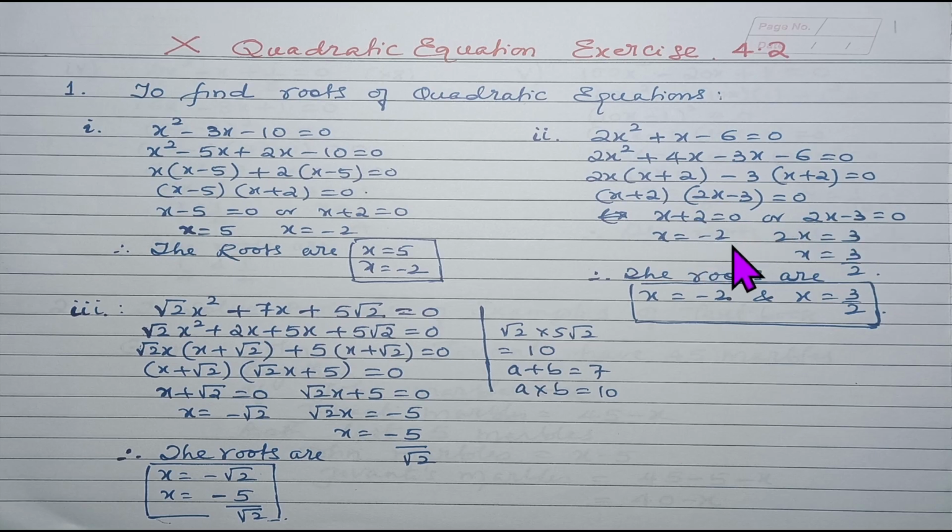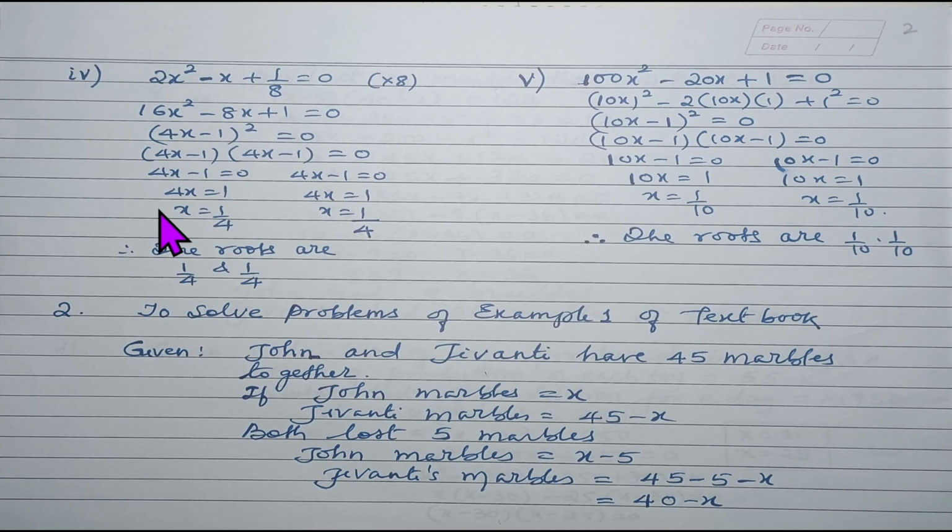Therefore x is equal to minus 2 and x is equal to 3 by 2 are the two roots of the given quadratic equation. Remember that. Now coming to the next example, we have 2x square minus x plus 1 by 8 equal to 0.